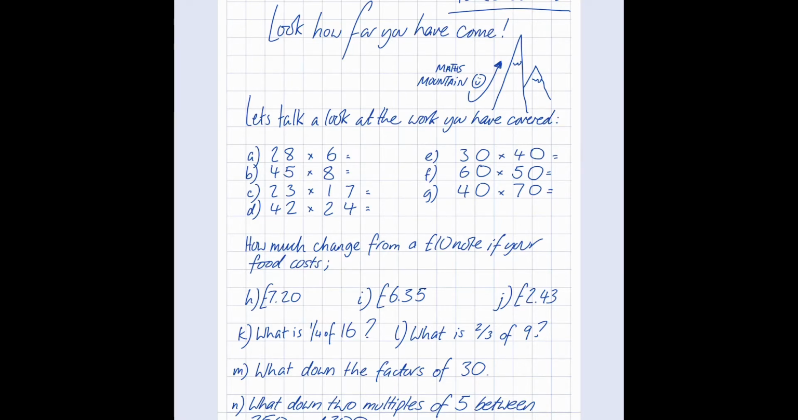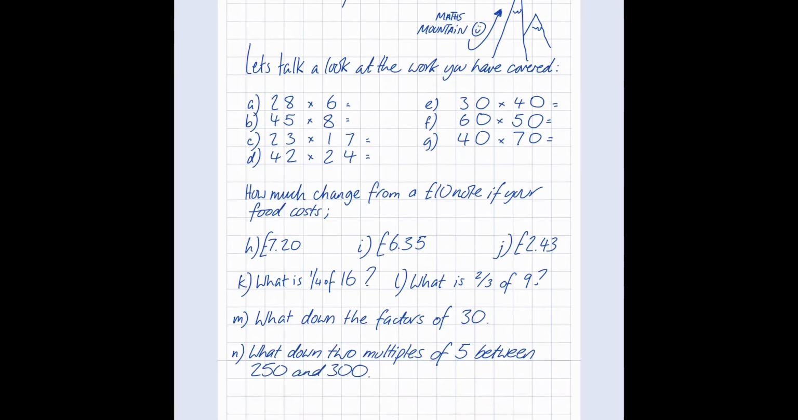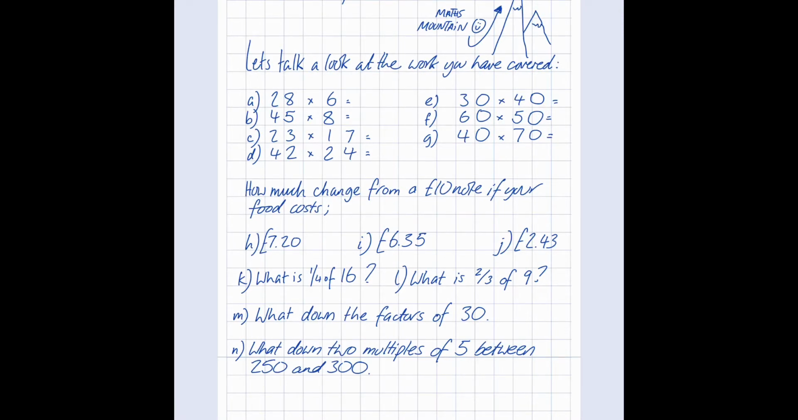For H, I, and J, how much change from a £10 note? Well, the simplest way, and the way I would suggest you do it, is just count up from, say, the £7.20. Do your frog jumps up to £10, and whatever you've added on is the change you get.